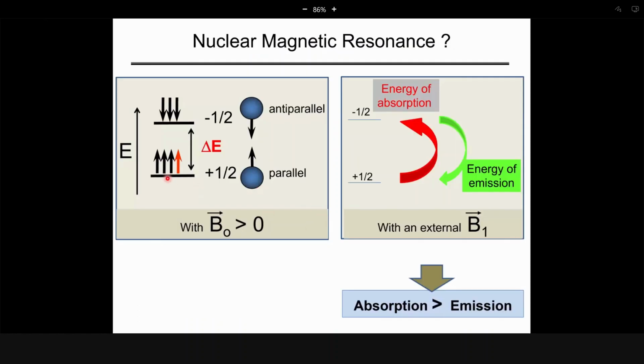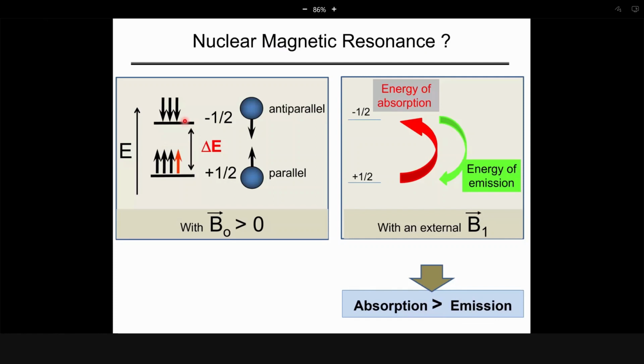The global results of the exchange between these two levels will depend on this small amount of nucleus that are in the lower level of energy. So that's why we used to say that NMR spectroscopy is an absorption technique, or a spectroscopy of absorption, because the nucleus need to absorb energy to go to the upper level.